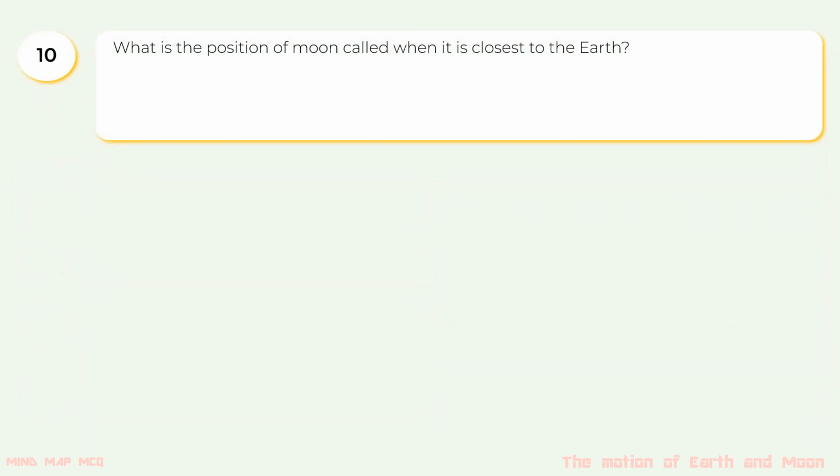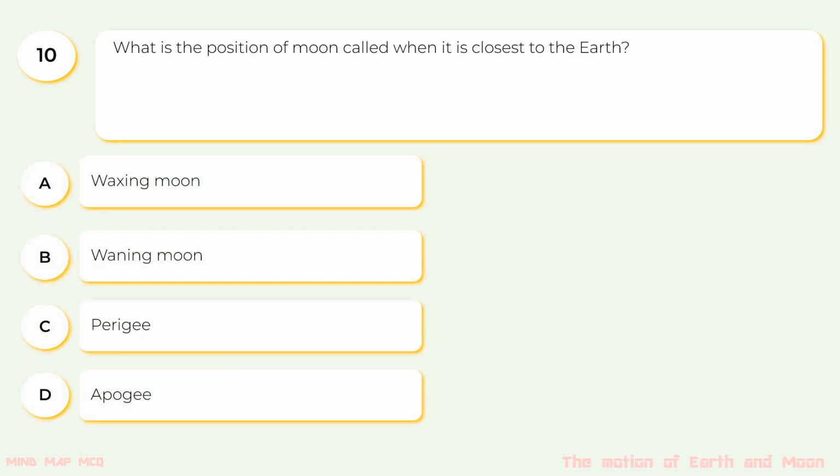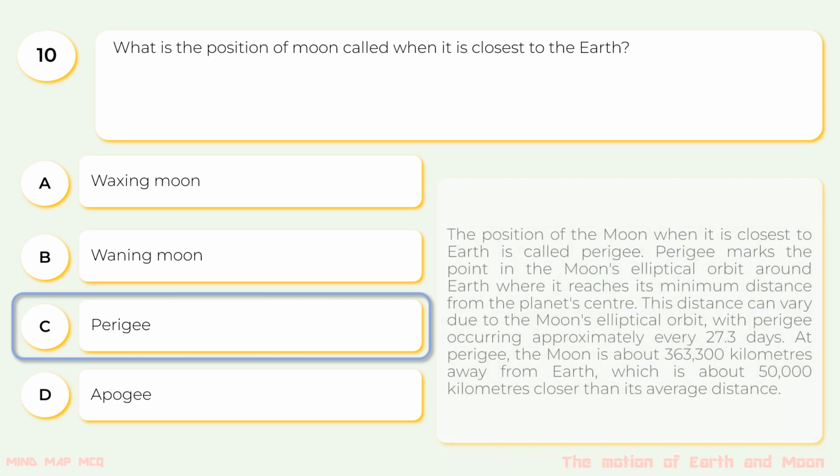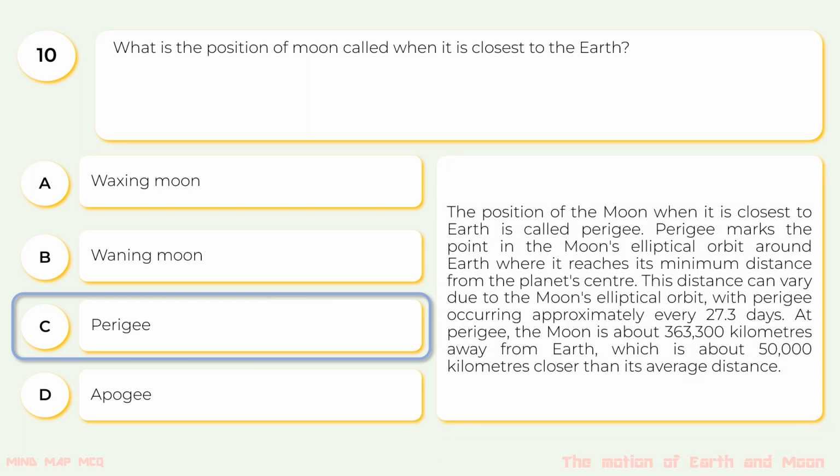10. What is the position of the Moon called when it is closest to the Earth? Waxing moon, waning moon, perigee, apogee. The correct option is C. Perigee. The position of the Moon when it is closest to Earth is called perigee.